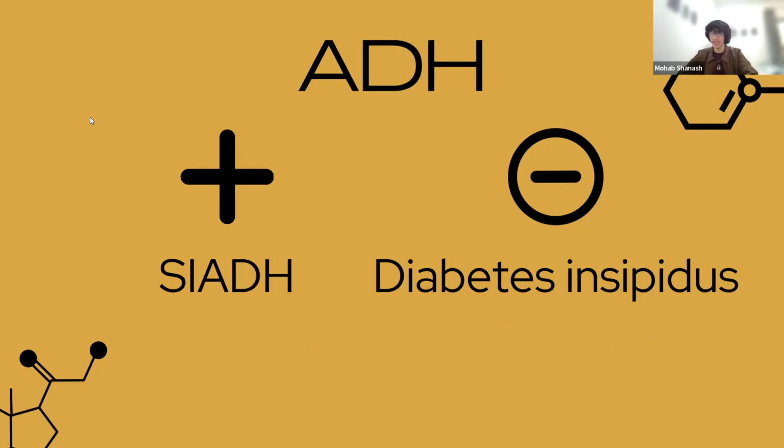Now, if you have not enough ADH, you have diabetes insipidus. If you have too much ADH, you have syndrome of inappropriate ADH. So less ADH, or not enough, is diabetes insipidus. More ADH means that we have SIADH.